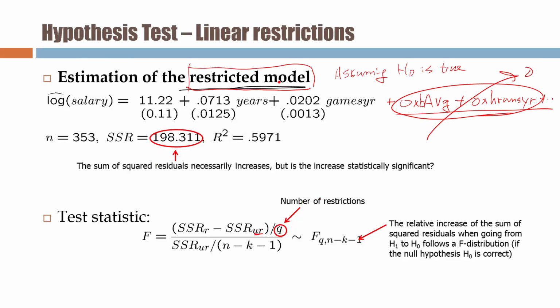and then you calculate the difference, and then divide by the Q. This Q is the number of restrictions. So we have a 3 here because we have 1, 2, 3 factors, and n minus k here, and then the relative increase of the sum of squared residuals when going from the H1 to the H0, right?